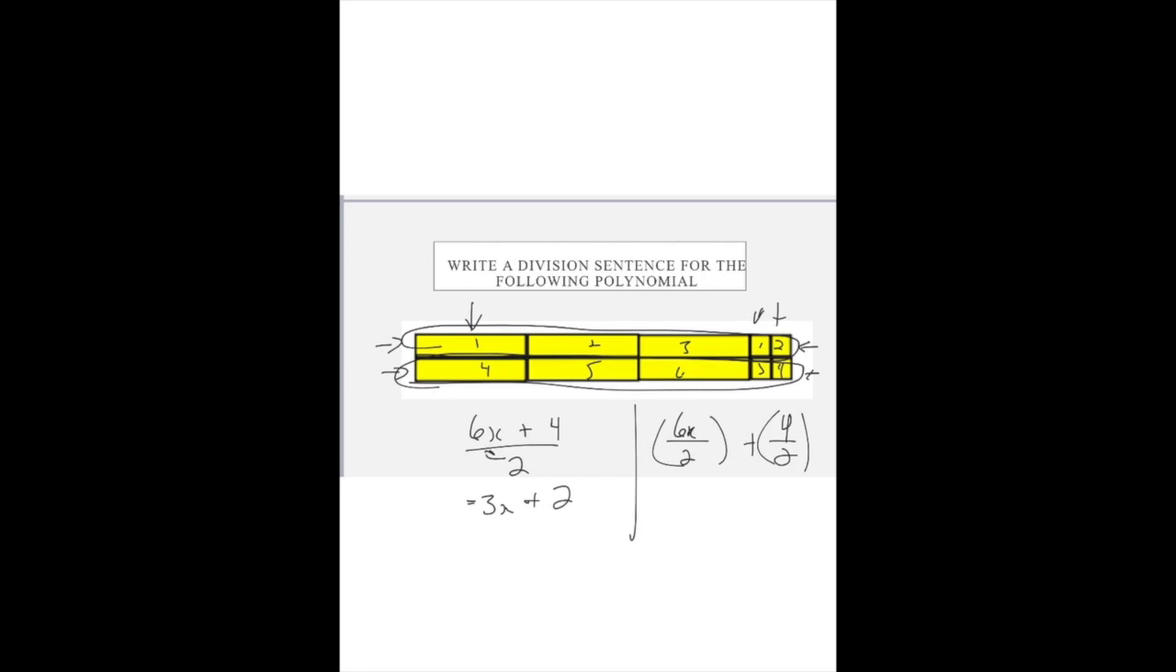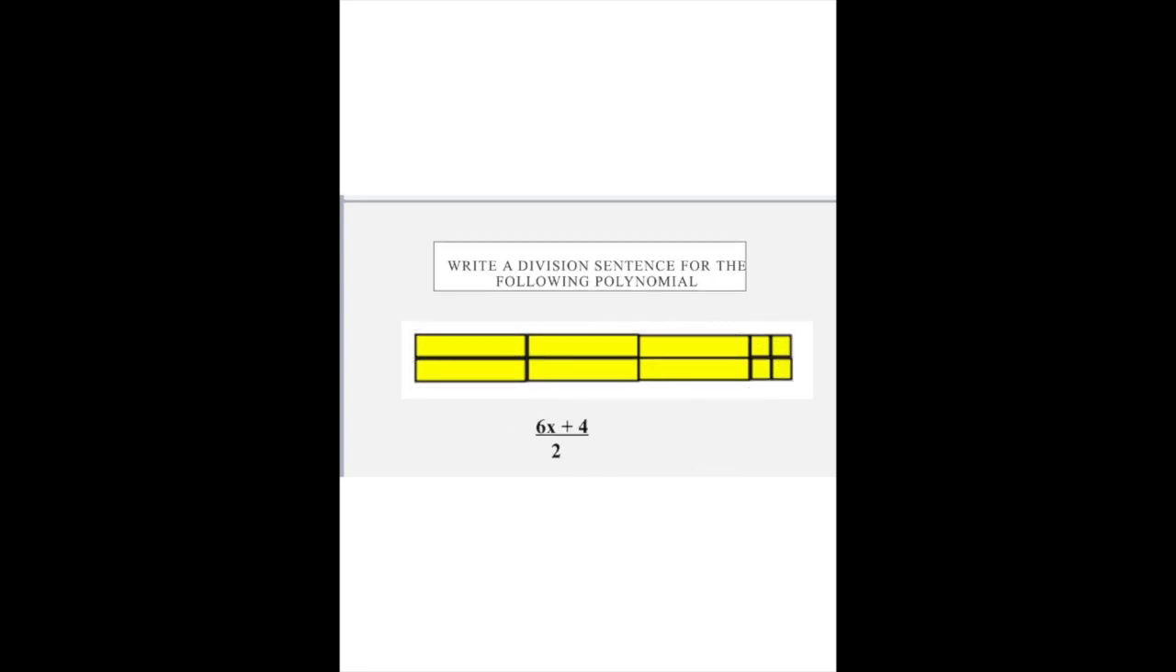And so 6x divided by 2 will be 3x, and 4 divided by 2 is 2. So you're going to end up with the same thing no matter which way you do it. It's just which is preferential to you, or which one works best for you. And so again, here's just simply a visual of that: 6x plus 4 divided by 2.